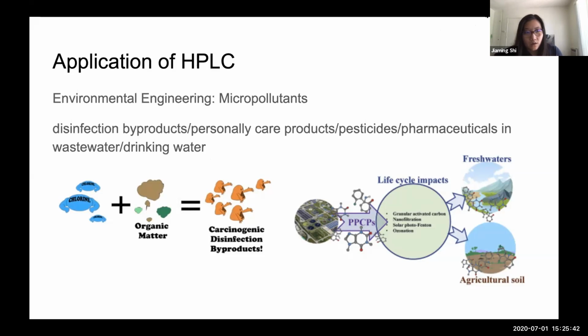Disinfection byproduct is formed by adding, for example, chlorine as a disinfectant, and it will react with the organic matter that is primarily present in the water body, and it will form disinfection byproducts. And compounds like personal care products and pharmaceuticals usually are discharged through human excretion. Like people use those products or eat those products, and it will end up in our freshwater system.